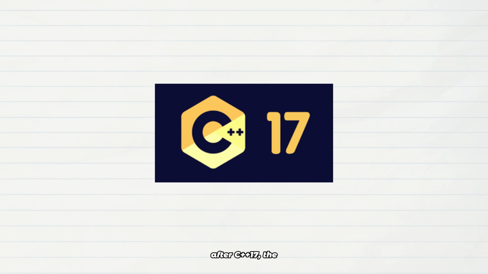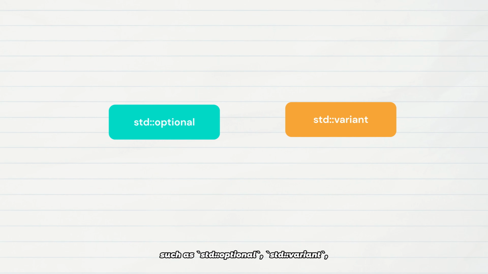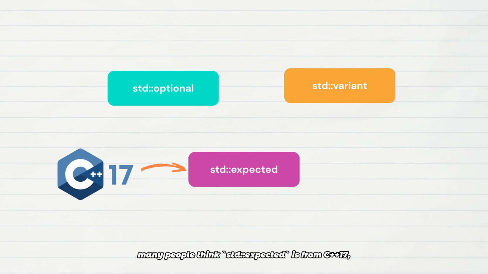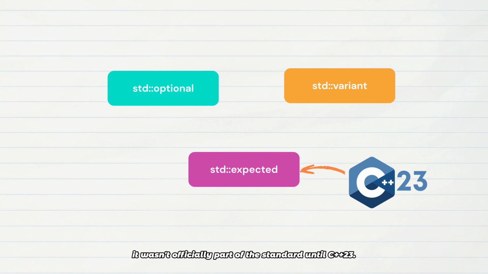After C++ 17, the standard library has provided us with some more modern-looking tools, such as std::optional, std::variant, and std::expected, which was officially included in the standard in C++23. Let's correct a common misunderstanding here. Many people think std::expected is from C++ 17, but in fact it wasn't officially part of the standard until C++ 23. Before that, it was mainly used through third-party libraries like Boost.